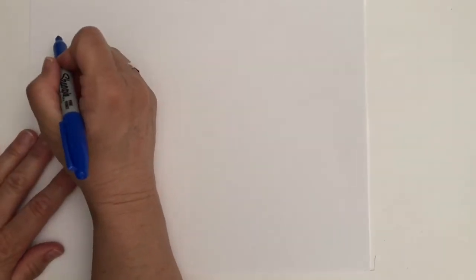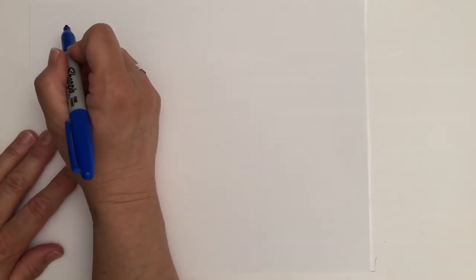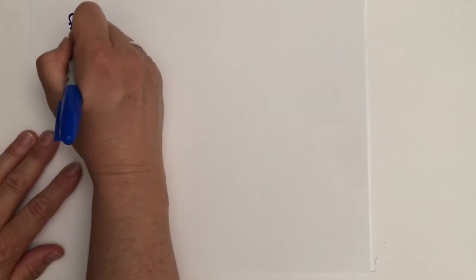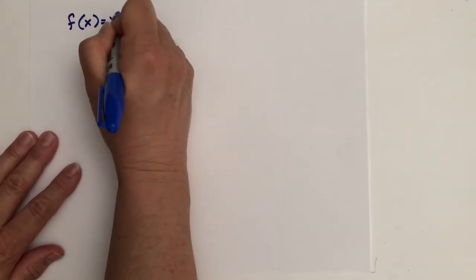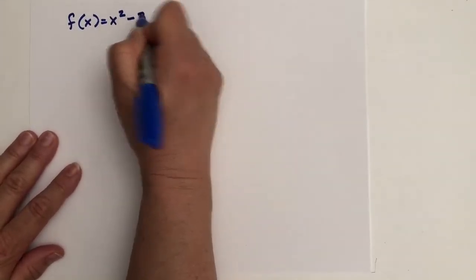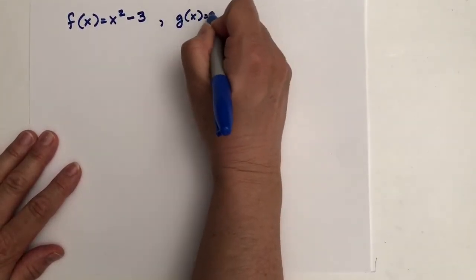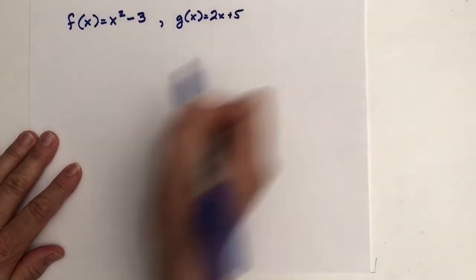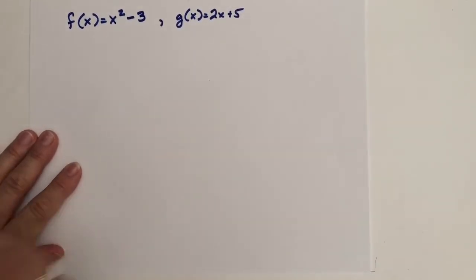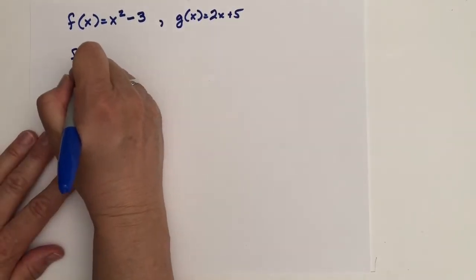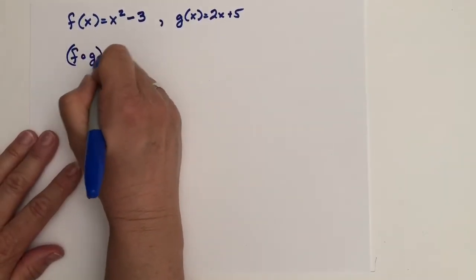Let's let our function now be f of x equals x squared minus 3. And we'll let g of x equal 2x plus 5. Let's jump in and find f composed with g of x.